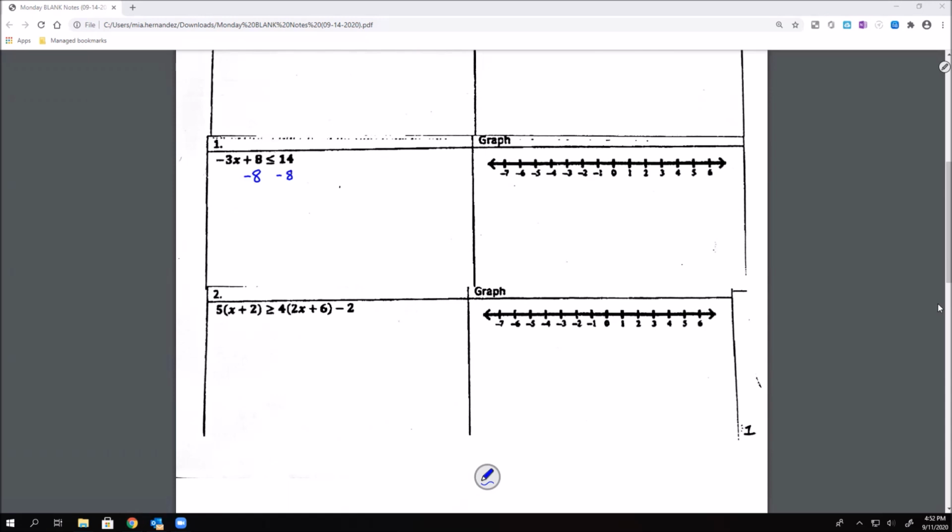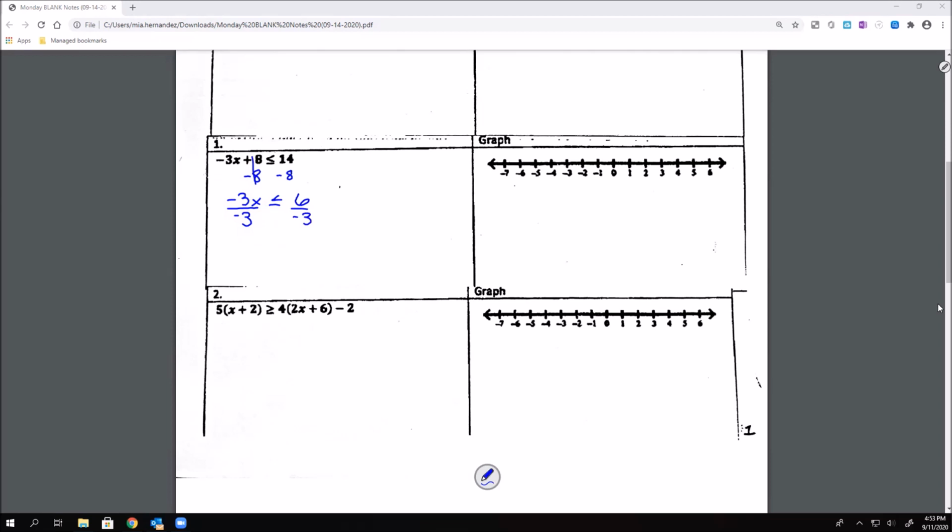from both sides. On the left-hand side, my negative and my positive 8 will cancel one another out. And then 14 plus a negative 8 is going to give me a positive 6. So that means I have negative 3x is still less than or equal to positive 6. Almost done. Just have that negative 3 attached to my x that I'm trying to get by itself. So the opposite of my multiplication would be division. So I'm going to divide both sides by negative 3.